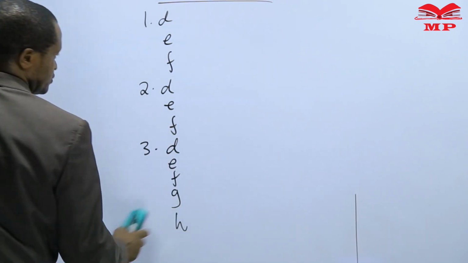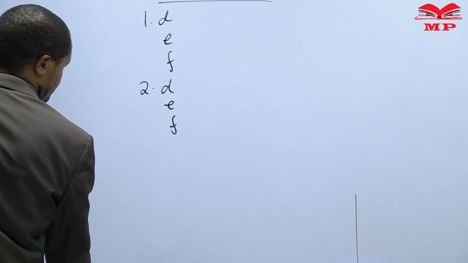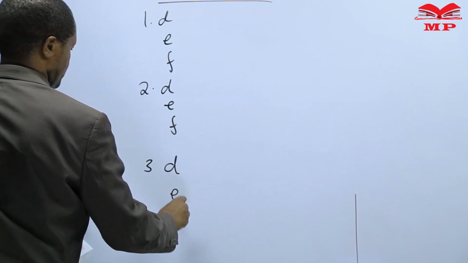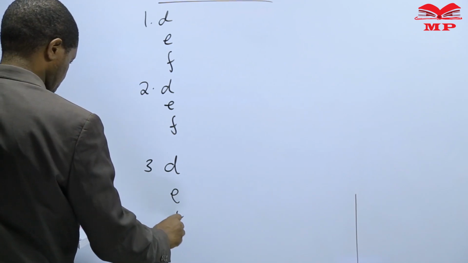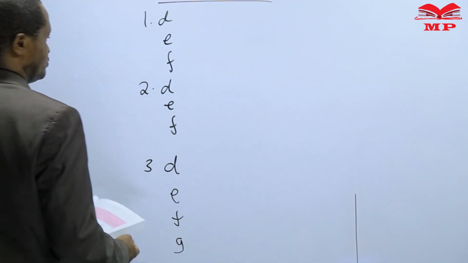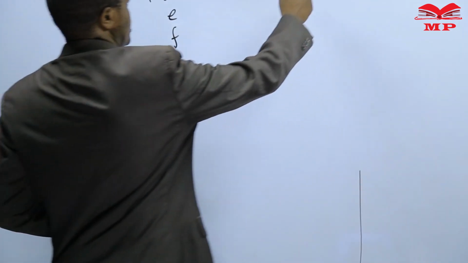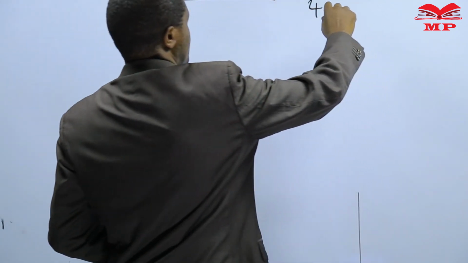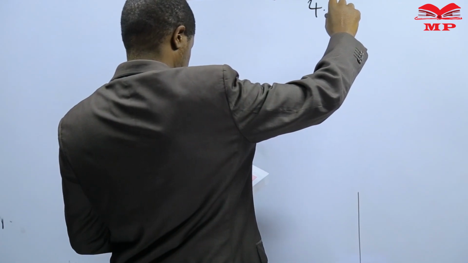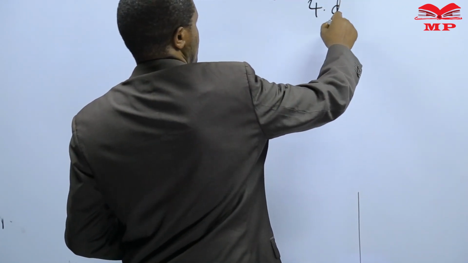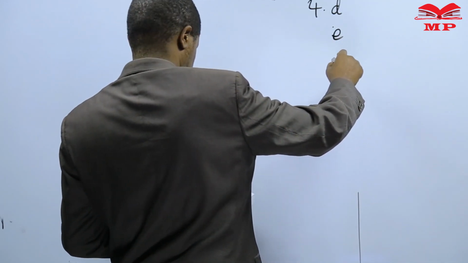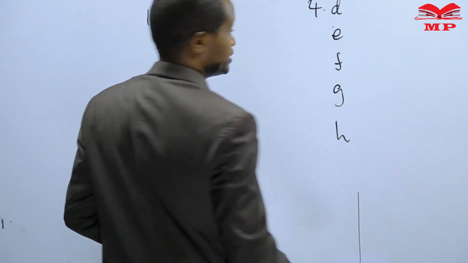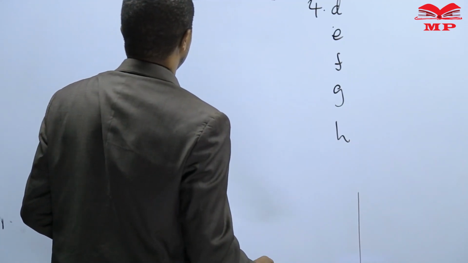Okay. Question 3, do not squeeze them. Question 3, D, E, F, G, H. Then question 4, we'll have D, E, F, G, H. So I'll give you the answers.